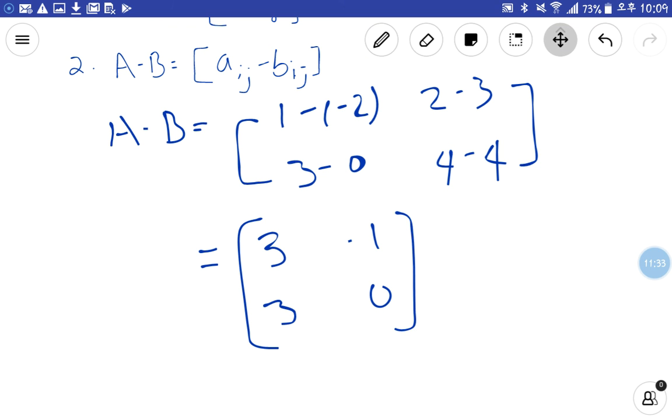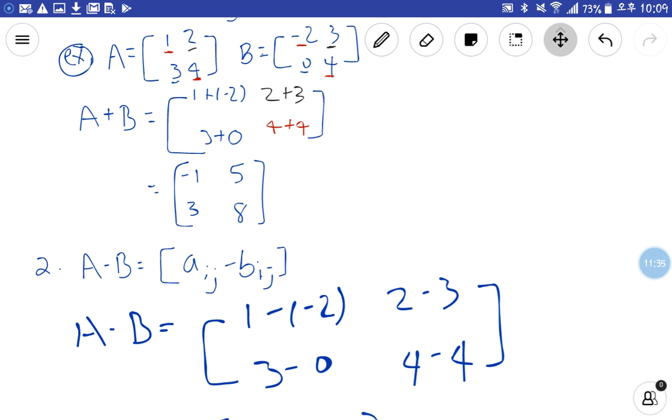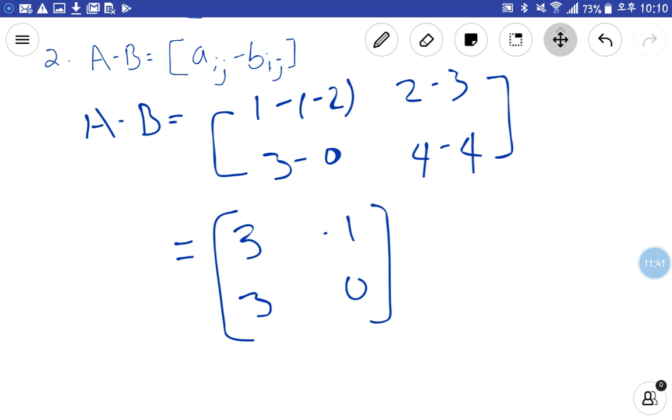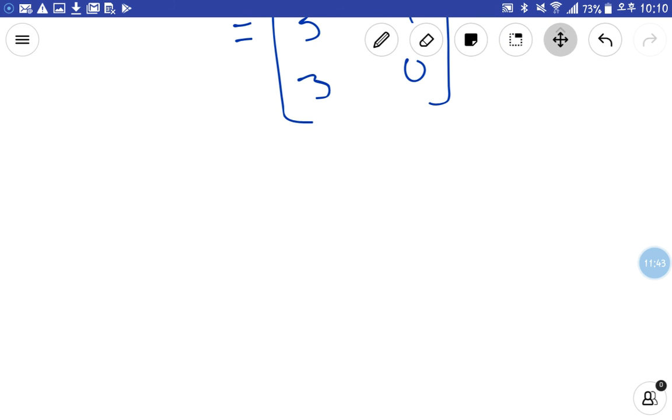So did you see that? Even if you add or subtract, your order does not change. A plus B is still 2 by 2. A minus B is still 2 by 2. Right? So let's practice our example 2.